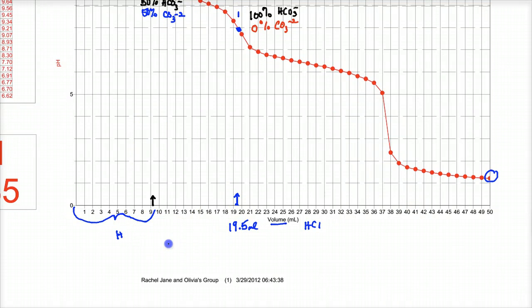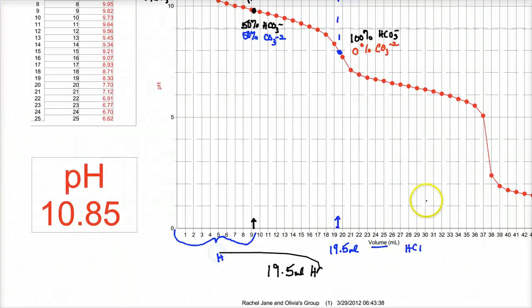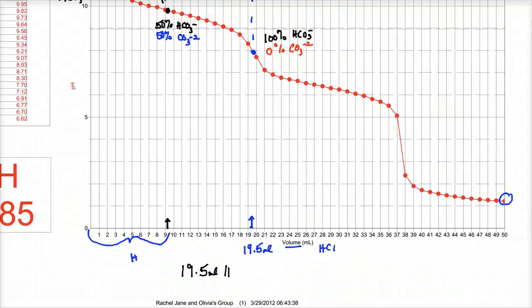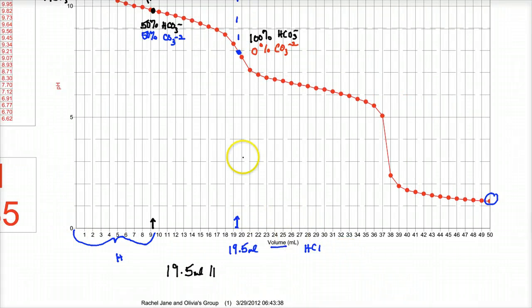It takes 19.5 milliliters of hydrochloric acid to completely neutralize my base. Okay, let's go backwards here. Okay, so it takes 19.5 milliliters of my acid, I should say, of my HCl, to neutralize this amount here.